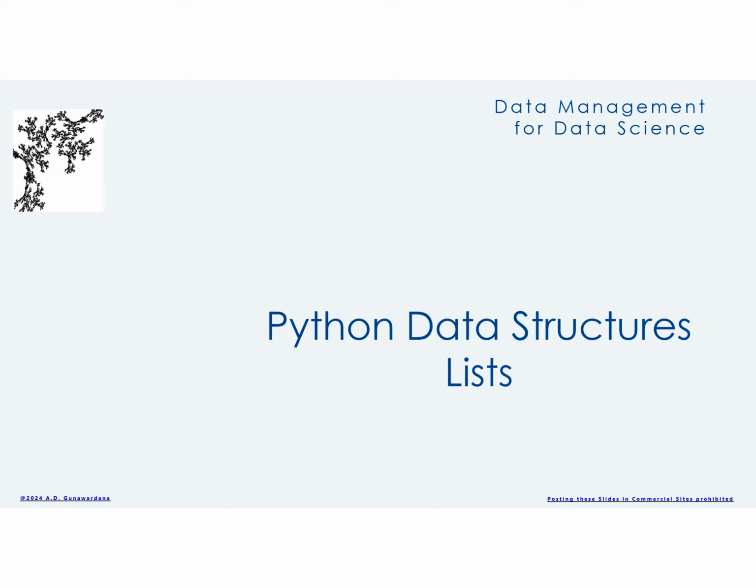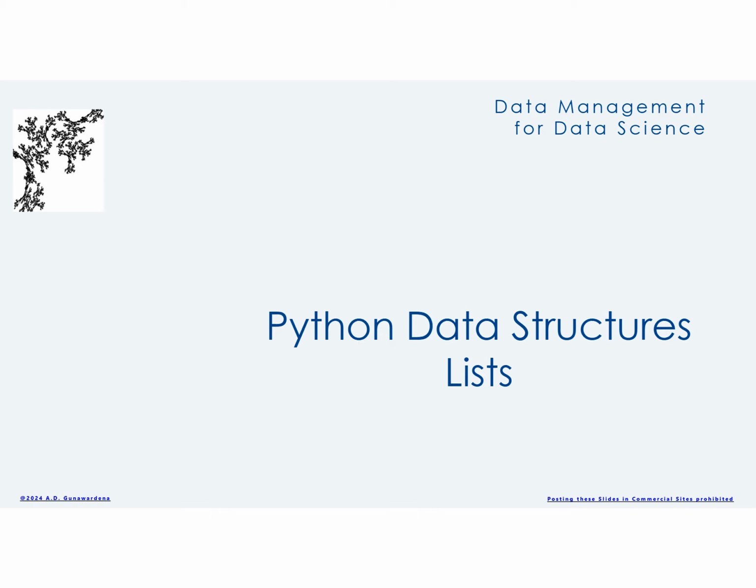Welcome to Data Management for Data Science, focusing on Python data structures, specifically lists. Lists in Python are versatile, allowing you to store sequences of items in a single variable. Imagine you have a list of ingredients for a recipe. You can easily add, remove, or modify ingredients as needed.